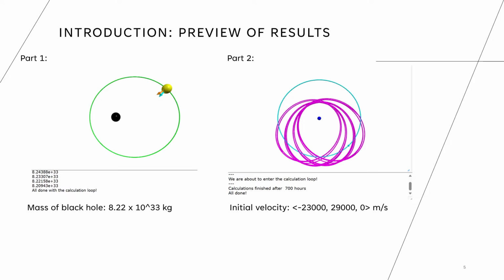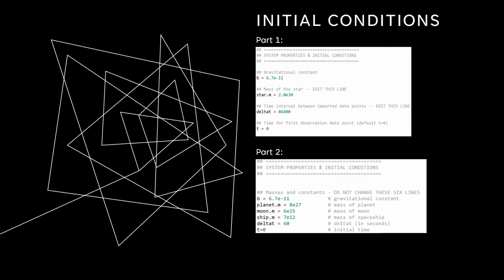My initial conditions for Part 1 were the gravitational constant, the mass of the star, the change in time, and the initial time. And then for Part 2, it was the gravitational constant and the mass of the planet, the moon, and the ship, all separate masses, and then the change in time and the initial time.